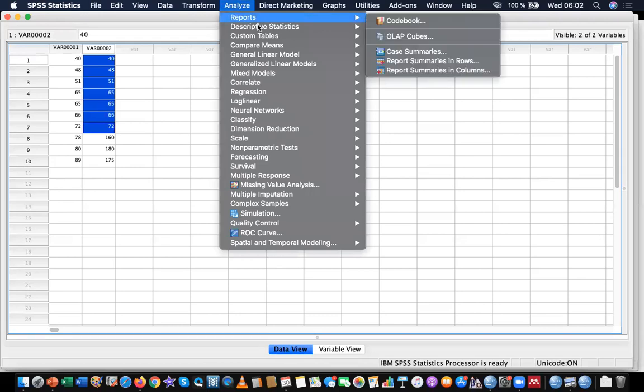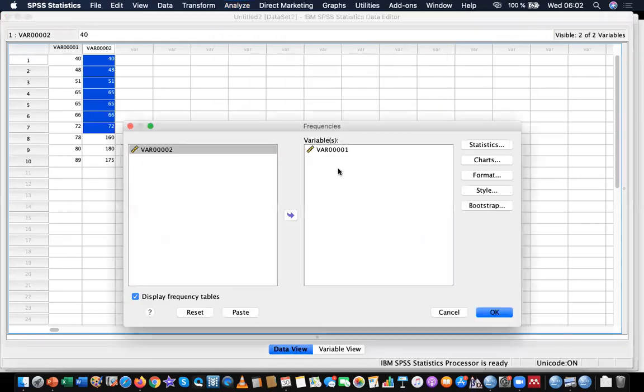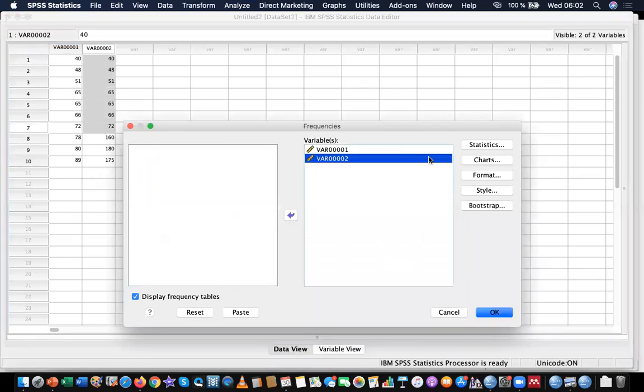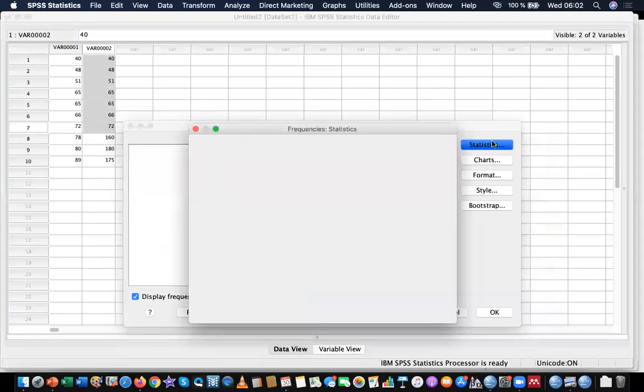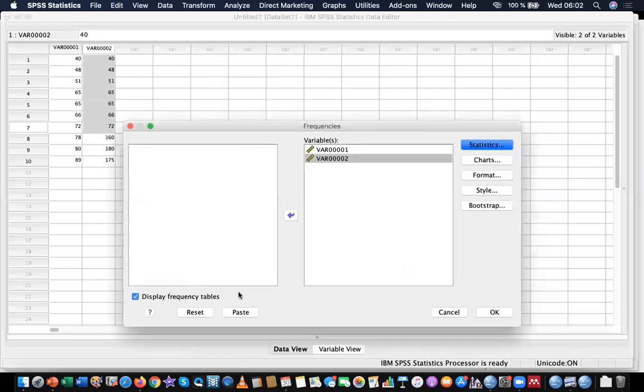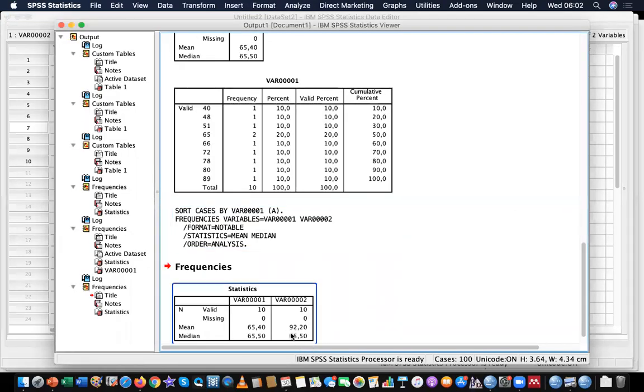If I check the mean again here, mean and median are checked. Unclick frequency tables. You see, the mean is now 92.2. This is, of course, misleading because the majority of the students are still around 65. What happened to the median? Look at the median. The median did not change. It is still 65.5. Why didn't it change?